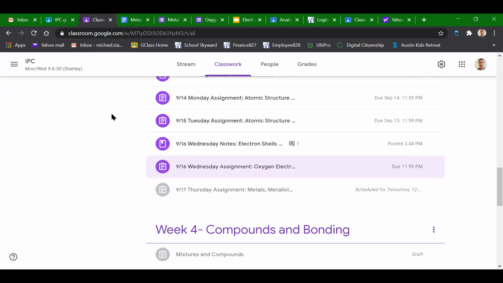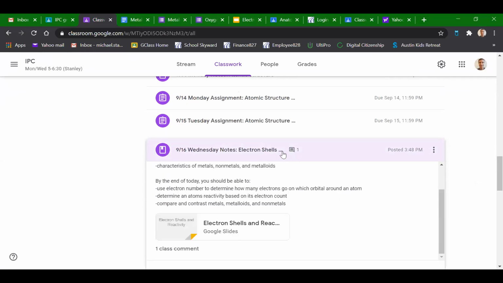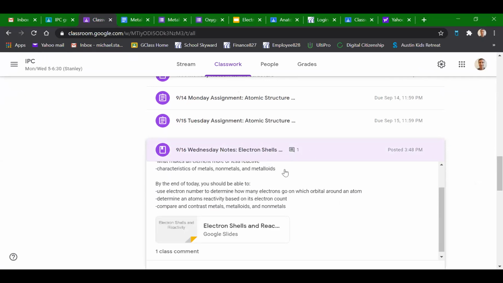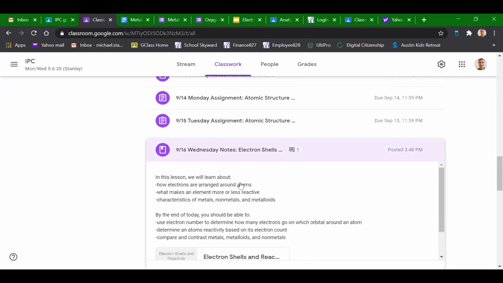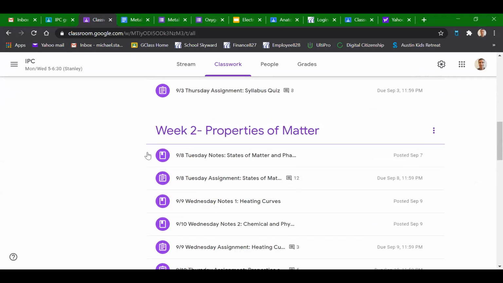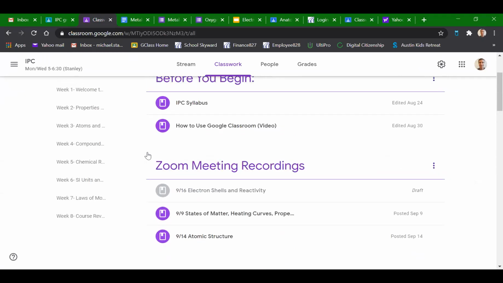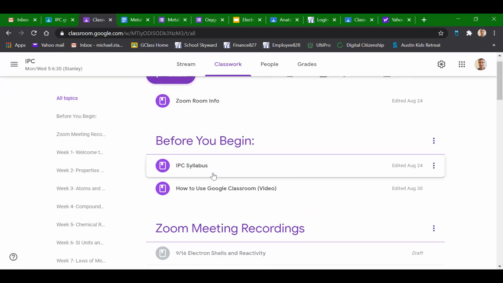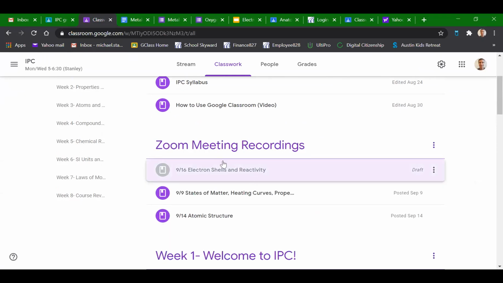And then finally, if you ever want to go back and look at the notes that we talked about today, it is under the electron shells section of the 916 Wednesday notes. And once we finish up today, I'll post the video of our Zoom call in the electron shells Zoom meeting recording section.